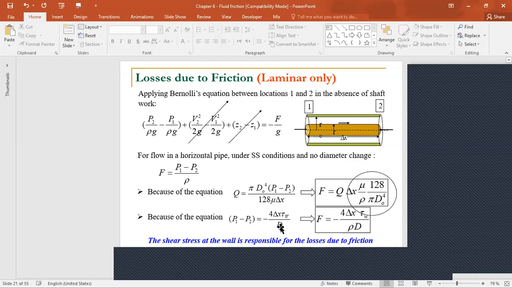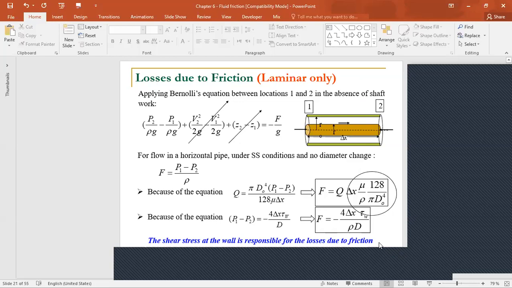Another equation which could also be useful, if we are required to estimate shear stress, or if we have the shear stress and we need to estimate the friction from that, is the same equation we developed earlier. We applied it for P1 minus P2 here. We put it as minus 4 over delta X, the shear stress at the wall, tau W over D, which is the maximum shear stress as we discussed. So F is now equal to minus 4 delta X pi tau W over rho pi D. Notice that we have a minus, which is related to the direction, opposite to the flow. This means the direction of the shear force, the frictional force, is opposite to the flow.